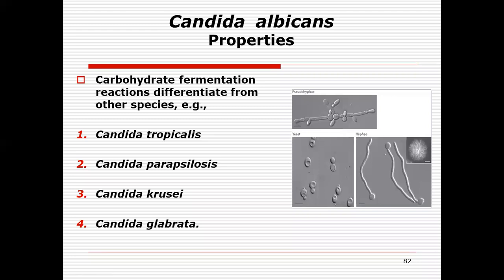We can use the carbohydrate fermentation reaction to differentiate between other species of Candida. Candida has other species: Candida tropicalis, Candida parapsilosis, Candida krusei, and Candida glabrata. These species are differentiated based on carbohydrate fermentation. Candida albicans is positive, whereas the rest of the species are negative. Again, you can see here the yeast cells and the pseudohyphae, and this is how these fungi look under the microscope.